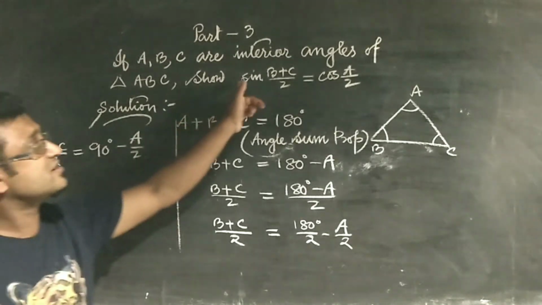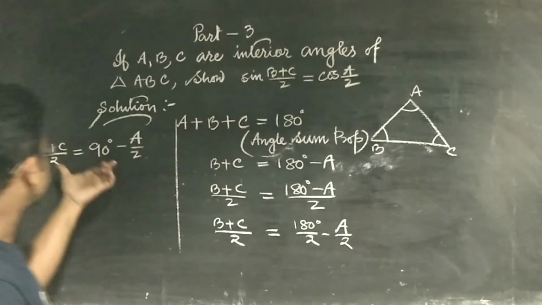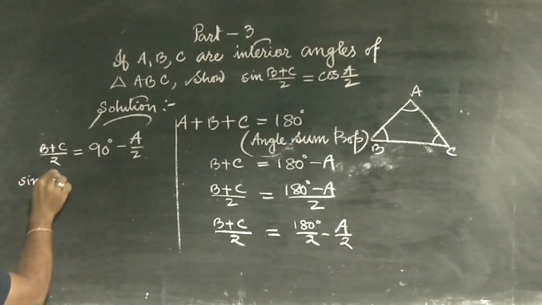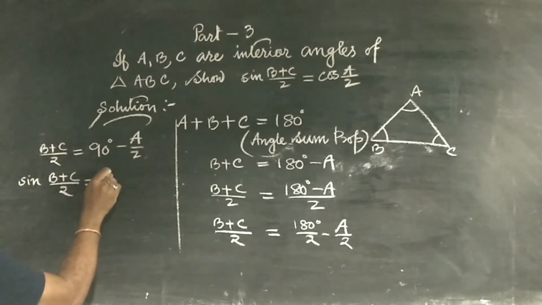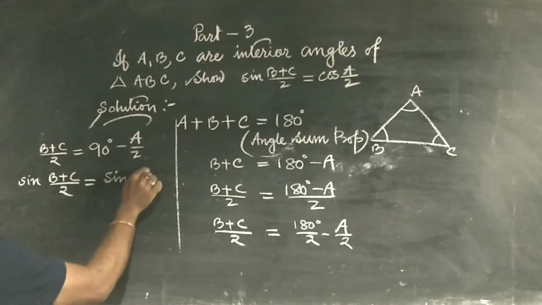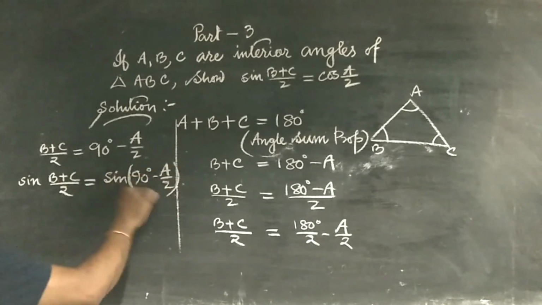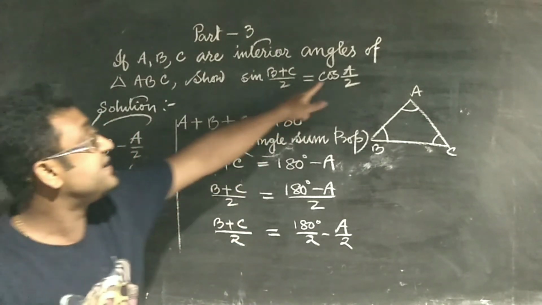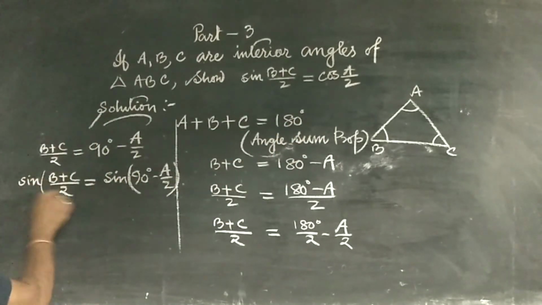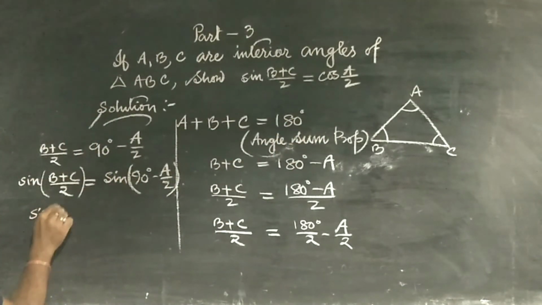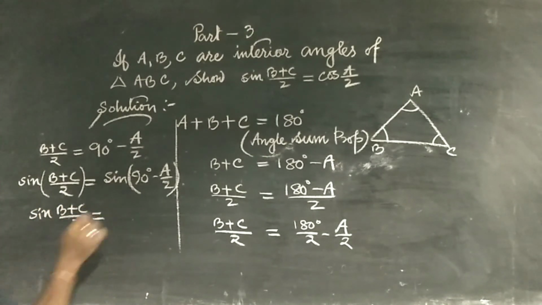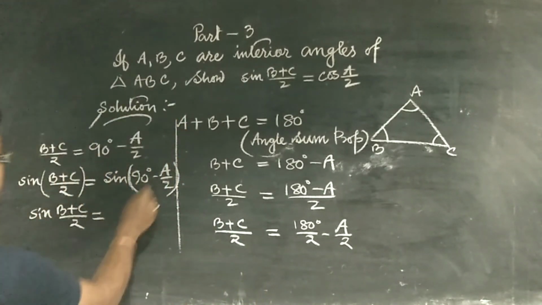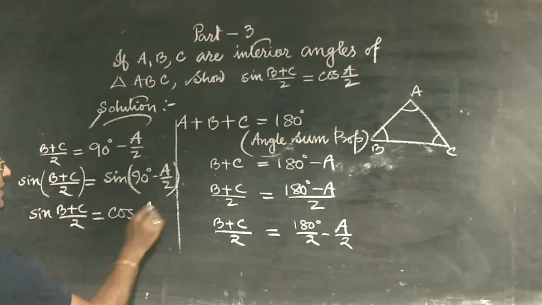Fine. Now since in the question it is given sine of (B plus C) by 2, I have to take the sine of both the angles. These are angles, remember. So we have just taken sine of (B plus C) by 2 equals sine of 90 degrees minus A by 2. Since I have taken sine on this side, on the other side also I have to take sine. Don't think that here it is cos, so I will take cos here. Just keep one bracket. Now sine of (B plus C) by 2 equals sine of 90 minus theta. I told you sine 90 minus theta is cos theta. So here you are going to get cos theta. Theta is A by 2, so cos A by 2.